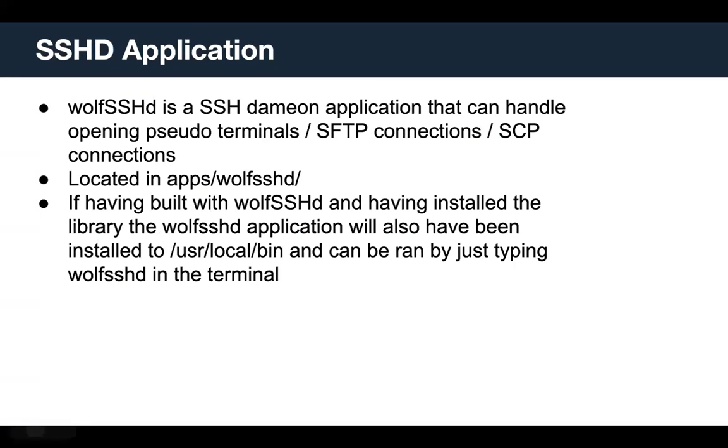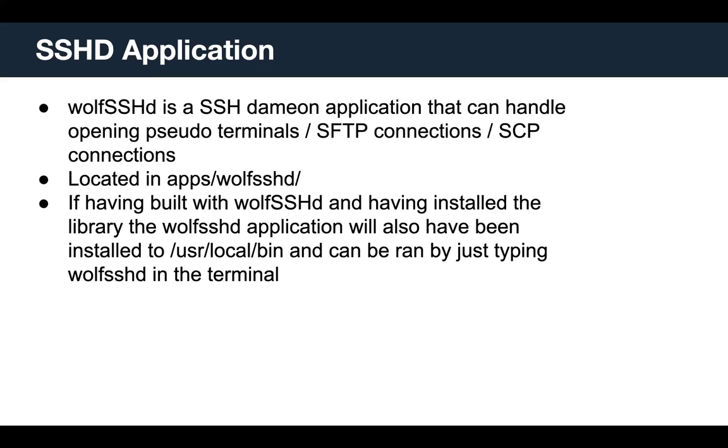Next, getting on to the couple of applications that we have. We have the wolfSSHD application, which is a couple of years old, and is an SSH daemon. It can handle opening pseudo terminals, can handle SFTP connections and SCP connections. It's ported to a couple of different environments. It's used on both Linux and Windows. It can be run as a Windows service. It's located in the apps wolfSSHD directory.